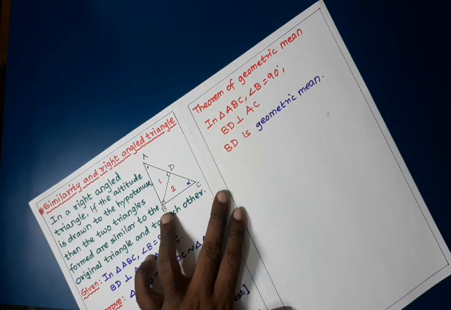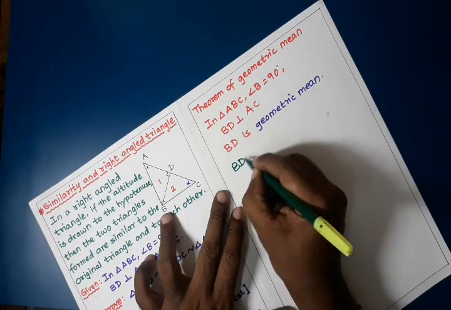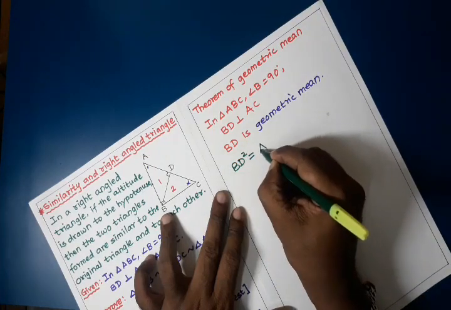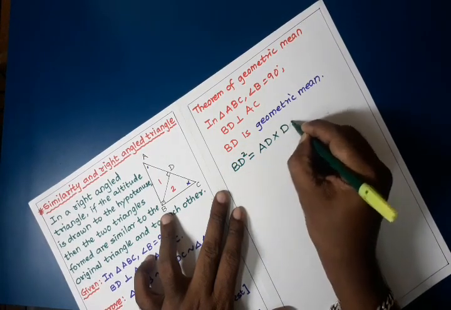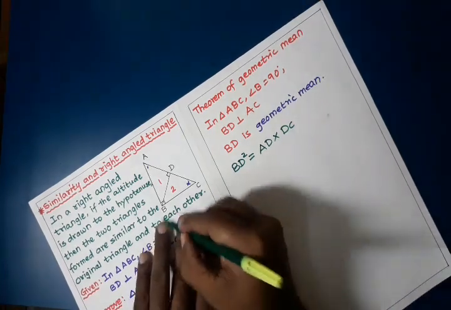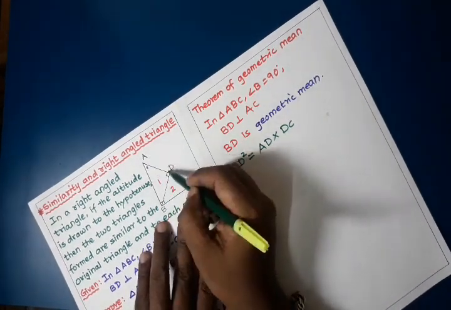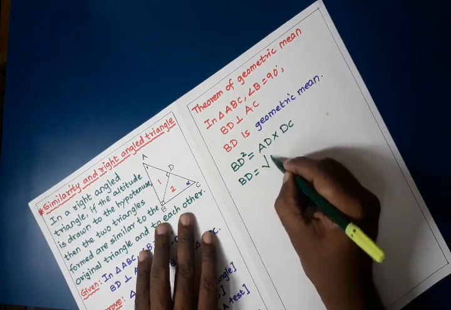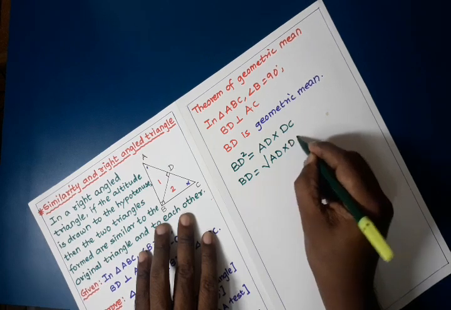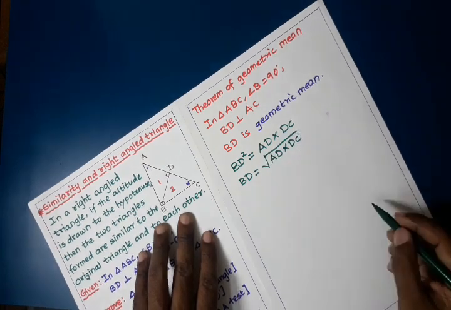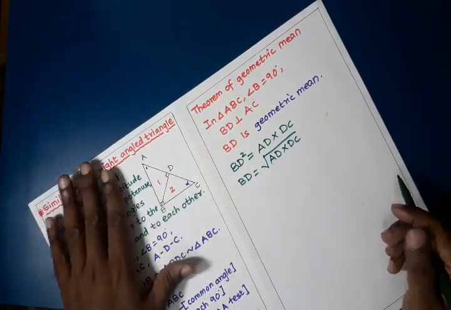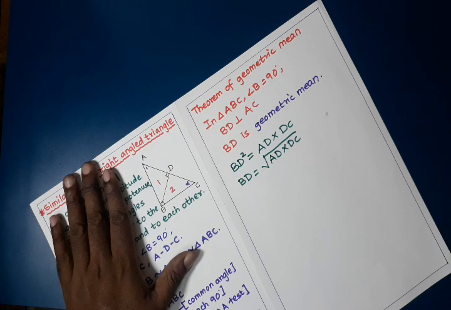We can write that BD square is equal to AD into DC. I repeat the statement: BD square is equal to AD into DC, or you can write BD is equal to under root AD into DC. This is called the theorem of geometric mean, and these two topics are important from the problem point of view. So let's solve some problems related to these topics.